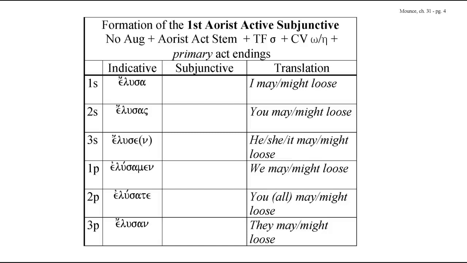So how do we form the aorist subjunctive? The aorist subjunctive is formed by adding no augment because it's a non-indicative mood. You take the aorist stem, and the tense formative is different. It's a sigma tense formative combined with the long connecting vowel that signals to you that this is the aorist subjunctive, and then you add the primary active endings for the first aorist active subjunctive form.